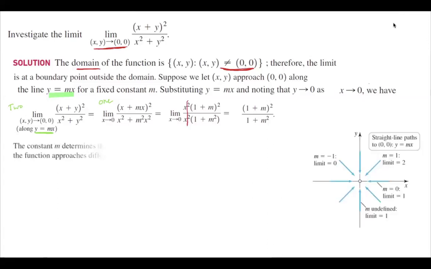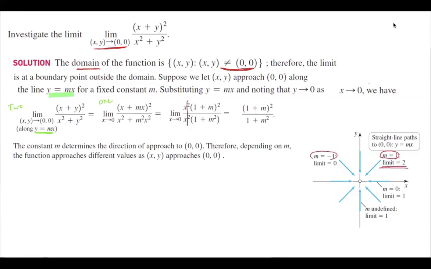But please note that when you're writing it this way, it means that the limit depends on the value of m. If m is equal to 1, then the limit is equal to 2. When m is equal to -1, the limit becomes 0. When m is equal to 0, the limit is equal to 1. Well, what's the meaning of that? It means that I don't get a unique limit value. So the limit doesn't exist.